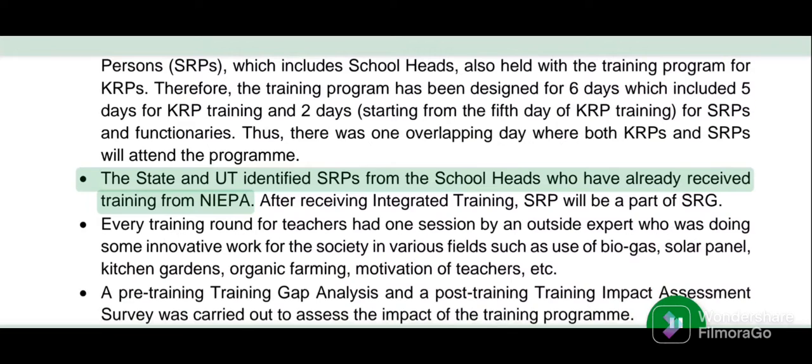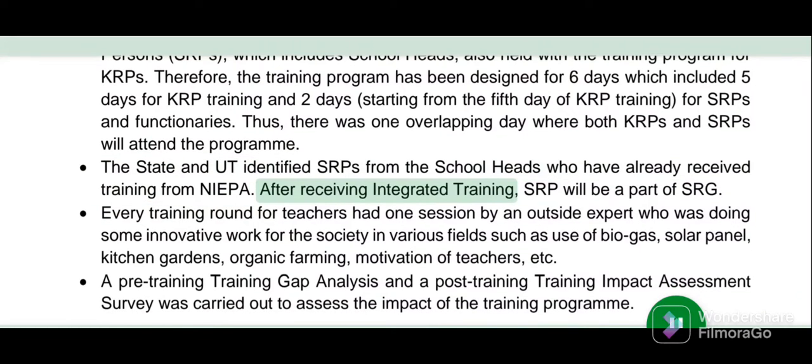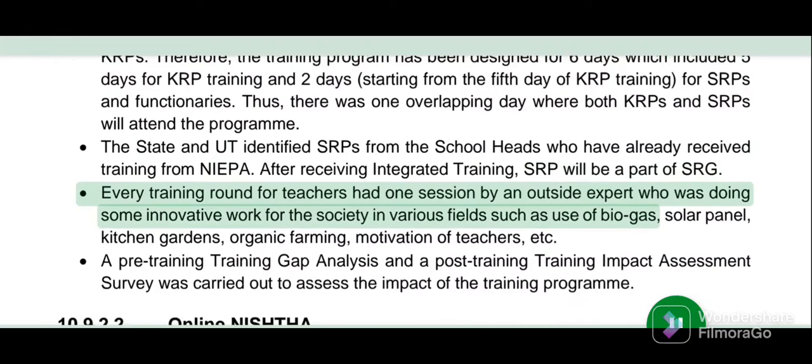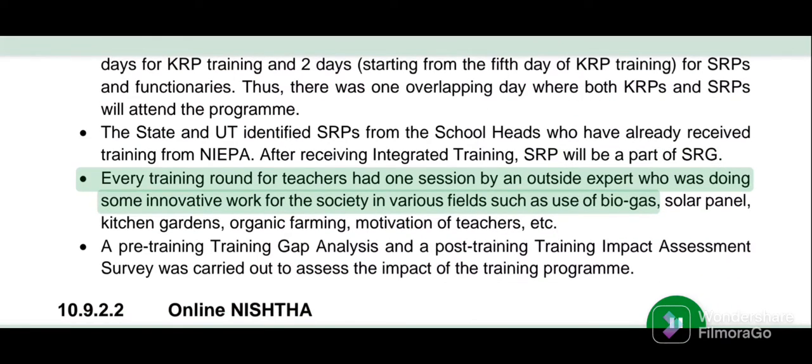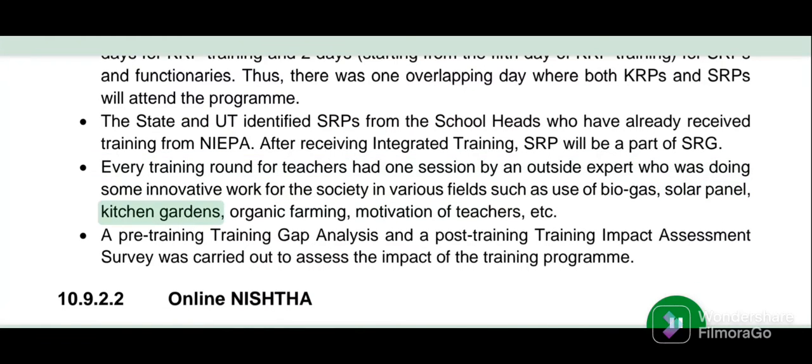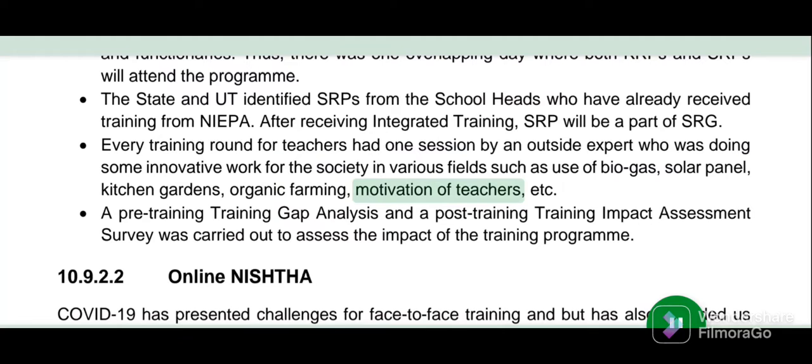The state NUT identified SRPs from the school heads who have already received training from NIEPA. After receiving integrated training, SRP will be a part of SRG. Every training round for teachers had one session by an outside expert who was doing some innovative work for the society in various fields such as use of biogas, solar panel, kitchen gardens, organic farming, motivation of teachers, etc.